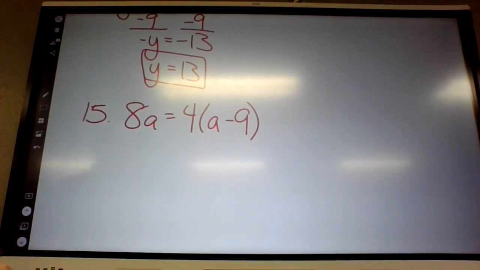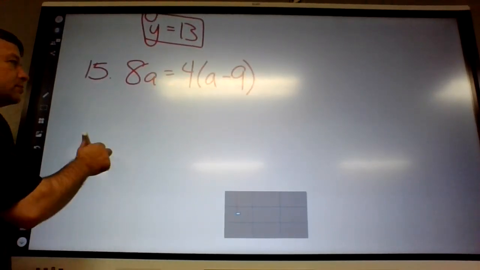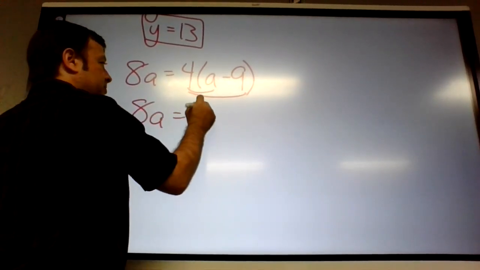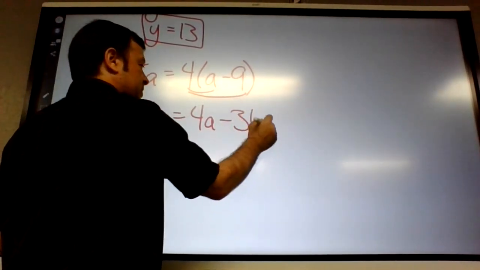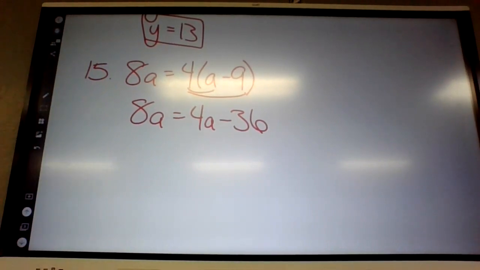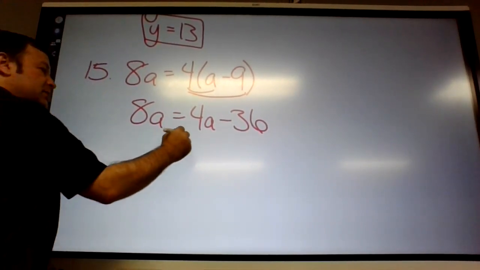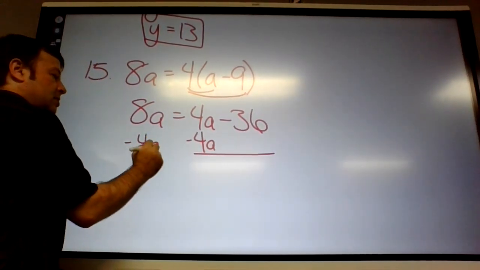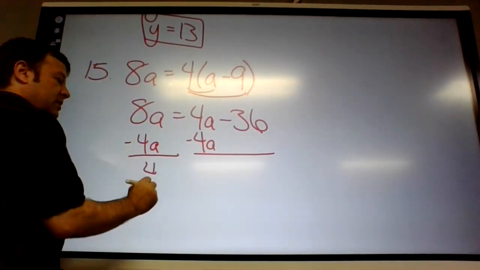Abby, what should we do first? Yep, distribute that out. So that'll be 4a minus 36. Now what? Subtract 4a. 8a minus 4a.